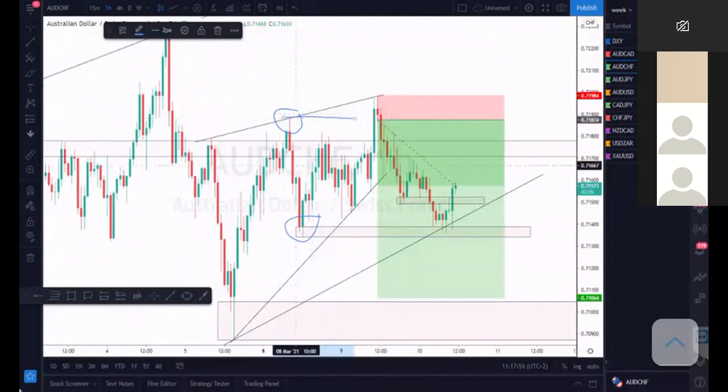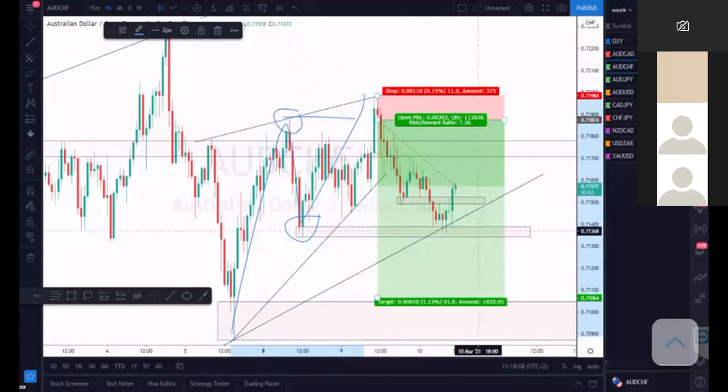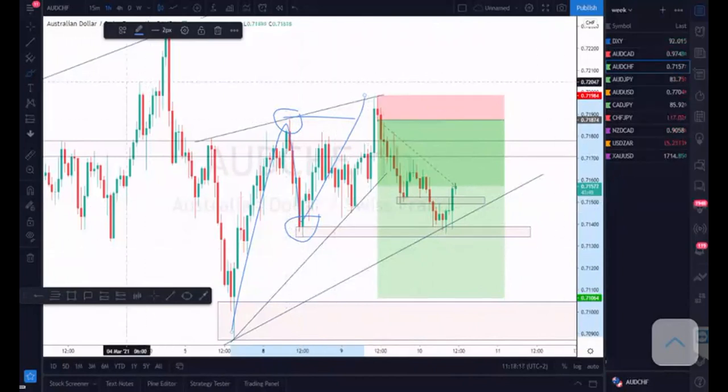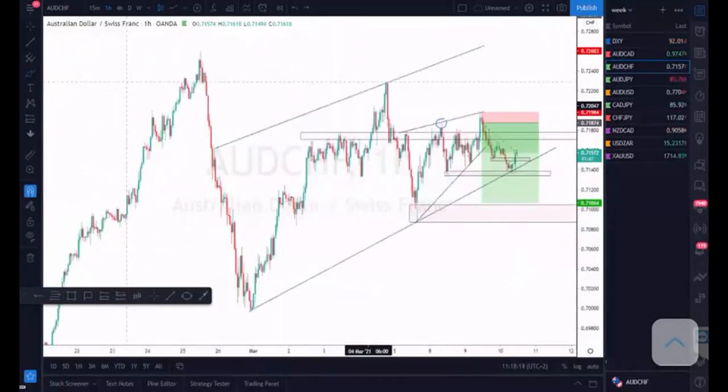So if we just look at the general structure of the market, it pushed up, came down, and then pushed up to there. So these are the most previous lows, obviously an important structural low. So I was looking at that for potential support, and we have at least a nice bounce from these areas here.